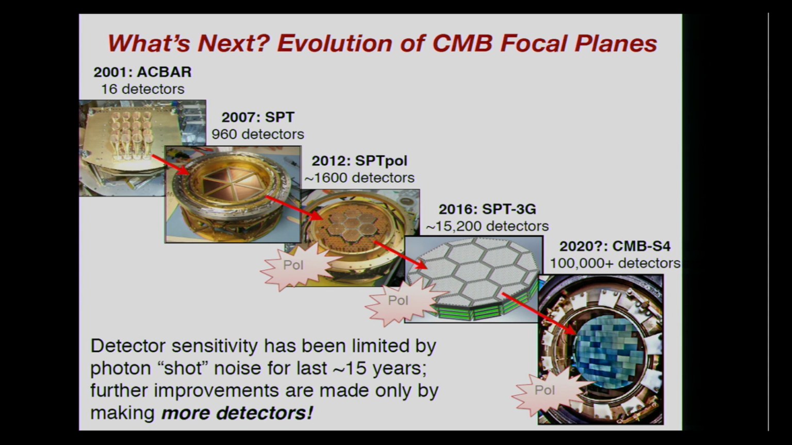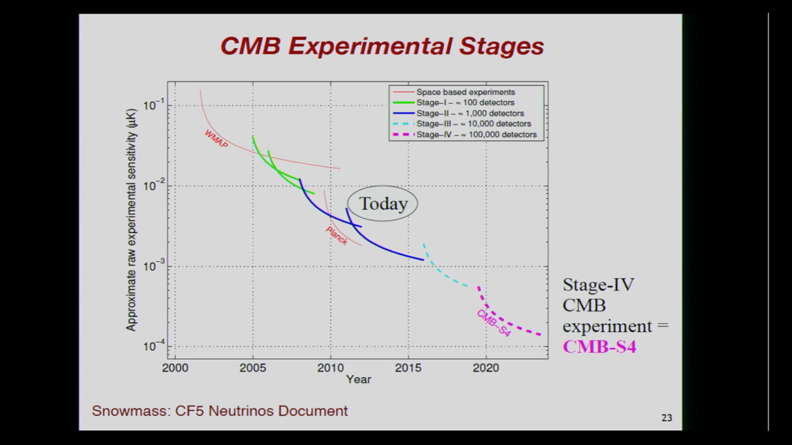And you can see that just looking at the history of focal planes over the last 10 years or so, going from state of the art 12 years ago, which was Acbar with 16 detectors, to 1,000 detectors several years ago, to that level today as well, but now with polarization sensitivity. And in the future, we want to expand this more and more by orders of magnitude. And then I'm going to talk a little bit about the future planned CMB Stage 4 experiments next.